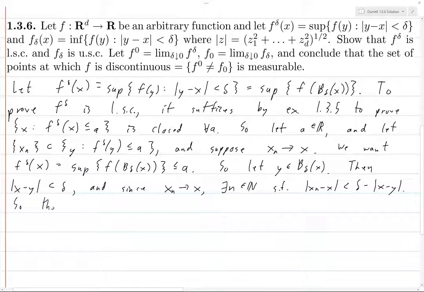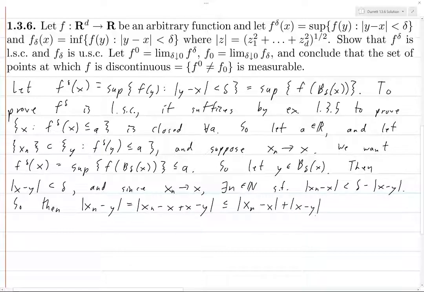So then, the distance between xn and y is equal to xn minus x plus x minus y. This is a standard technique in analysis. We're going to use the triangle inequality. To get something about the distance between x and y, we're going to use an intermediate point x. Okay, so by the triangle inequality, this absolute value is less than or equal to this.